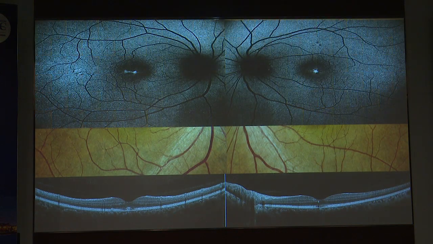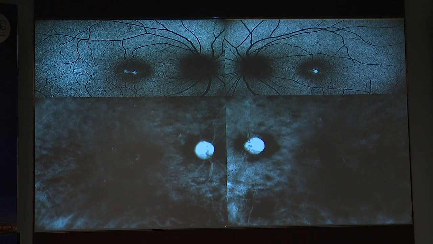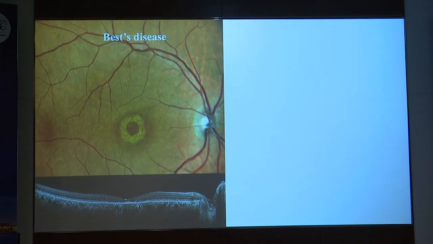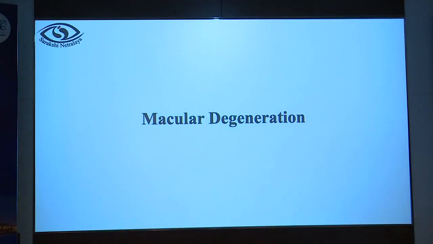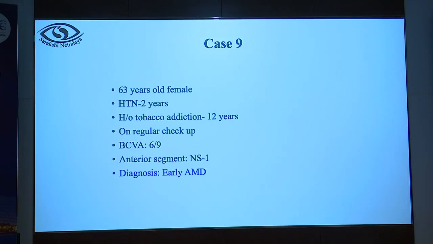Now coming to pattern dystrophy, this is the color fundus photograph and this is the FAF. Here, if you see, the RPE is affected in a lesser way. Still, you can see these bully-like things over here. So this is how it helps you in Best disease. Again, some things which we will run through. I will come directly to AMD now.